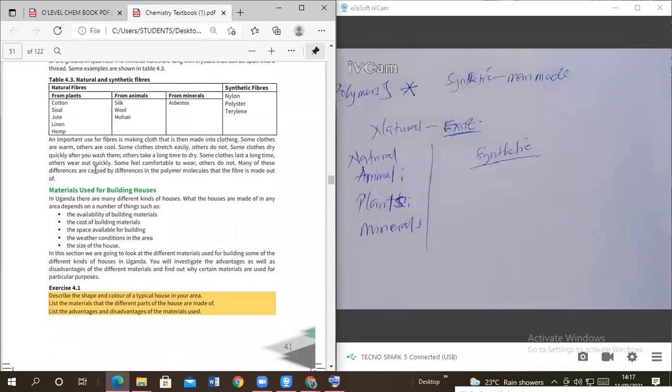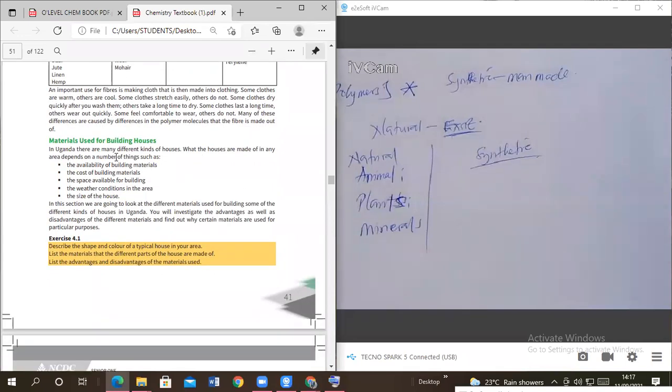Now here, an important use of a fiber is to make a cloth. Then it is made into clothing. Some clothes are warm, others are cool. Why are others considered not healthy? The asbestos.